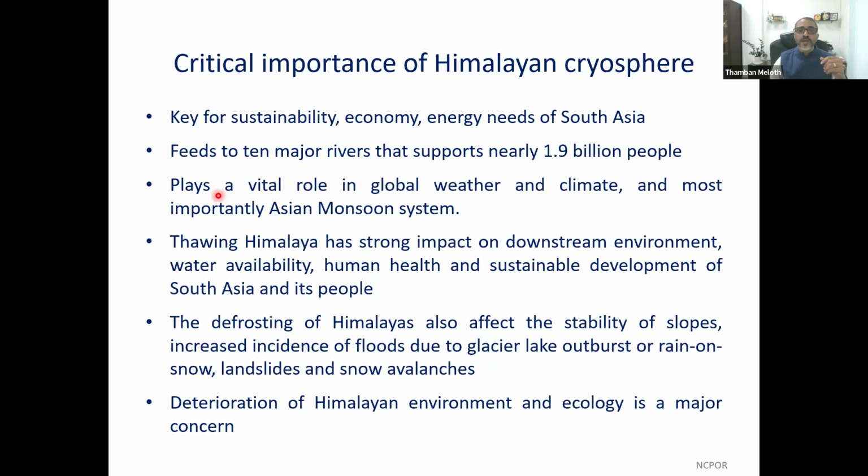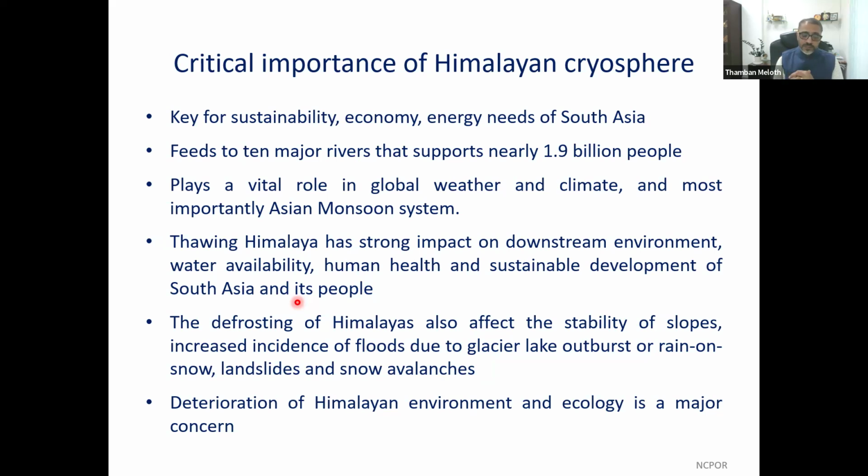Because they also feed 10 major river systems in the world, that support nearly 2 billion people directly or indirectly. They play a vital role in the global weather and climate, and most importantly, the Asian monsoon system. The thawing of the Himalaya has a very strong impact on the downstream environment, water availability, human health, and sustainable development of South Asia and its people. The defrosting of the Himalayas also impacts the stability of slopes, with an increased incidence of floods due to glacial lake outbursts or rain on snow, landslides, and snow avalanches.